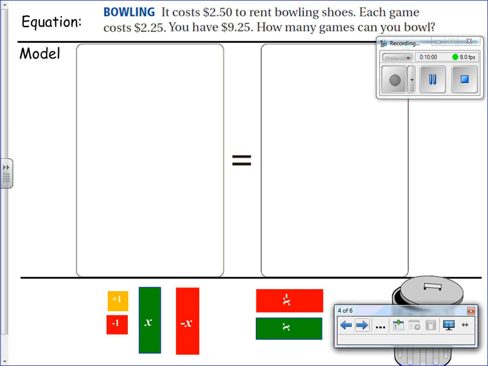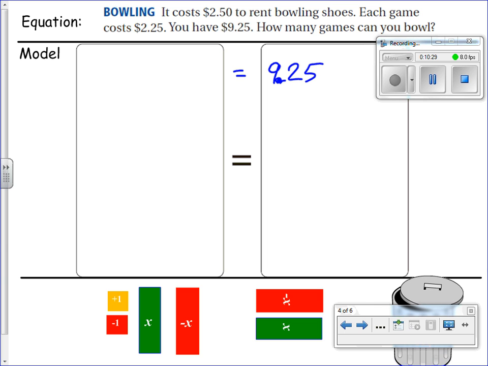Okay, it costs $2.50 to rent bowling shoes. Each game costs $2.25. You have $9.25. How many games can you bowl? Well, this is going to be a little bit difficult to model just because of the 0.25s on it, but we can go ahead and write an equation out of it. Let's see. It's going to all equal 9.25.